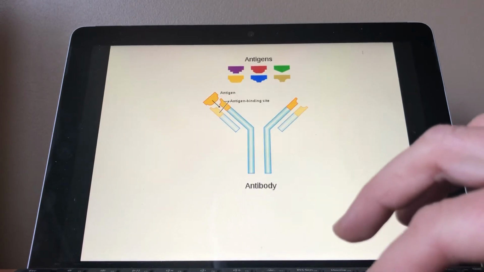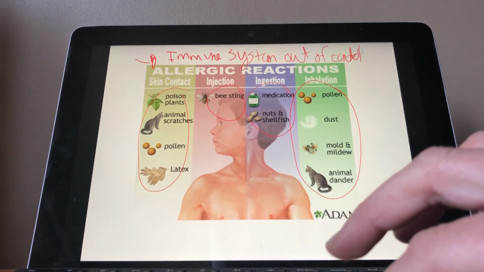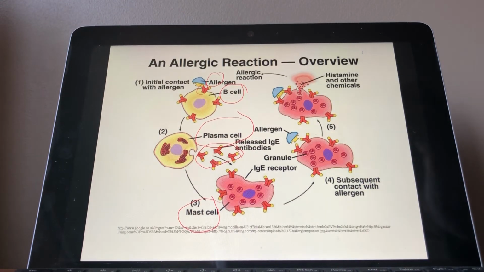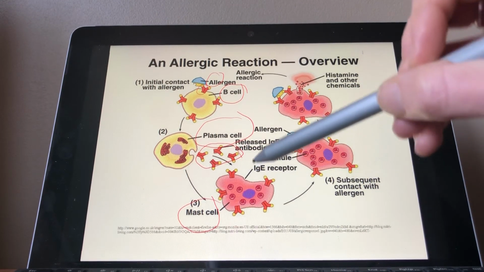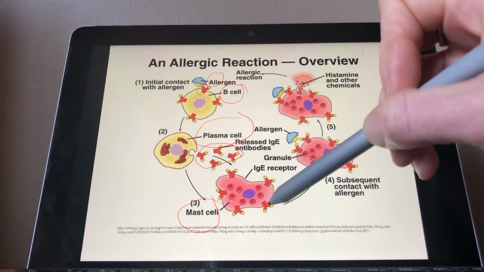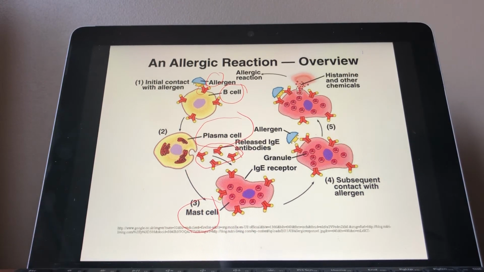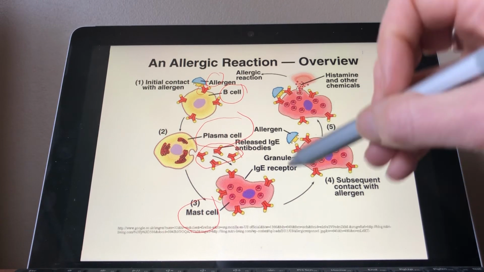Not ideal in this situation with somebody who has a hyperactive immune system. So notice what's happening here with the mast cell. The antibodies that are being released attach to the surface of this mast cell. And at this point now, you have created these cells, but there are no symptoms.